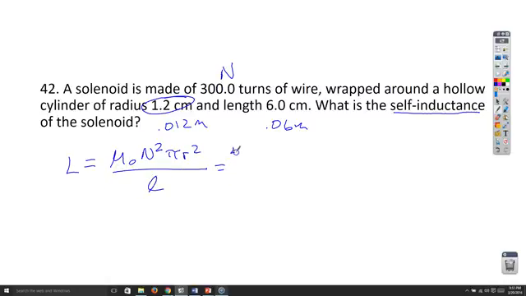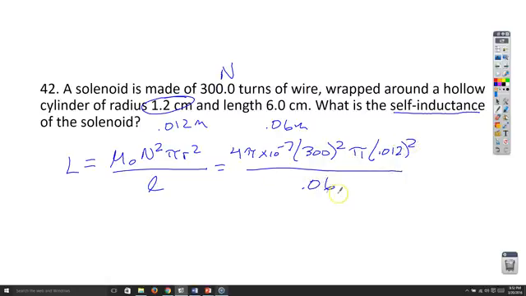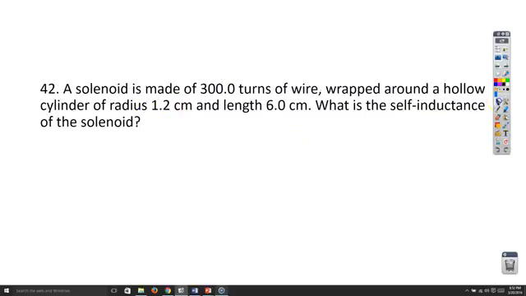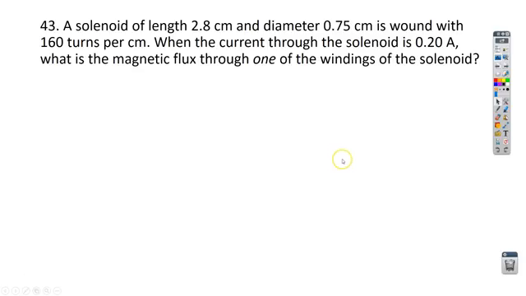So this would be 4 pi times 10 to the negative 7th times 300. We need to square that times pi times r, 0.012 squared, and we can divide all of that by 0.06 meters, and we'll end up with 8.5 times 10 to the negative 4th henries. And that is the inductance in our inductor. That one was number 42. Let's go ahead and take a look at number 43.